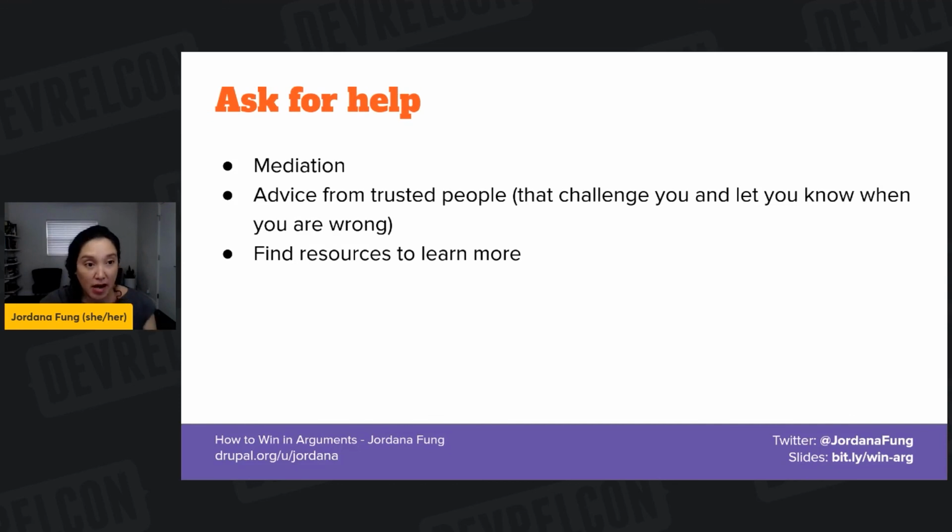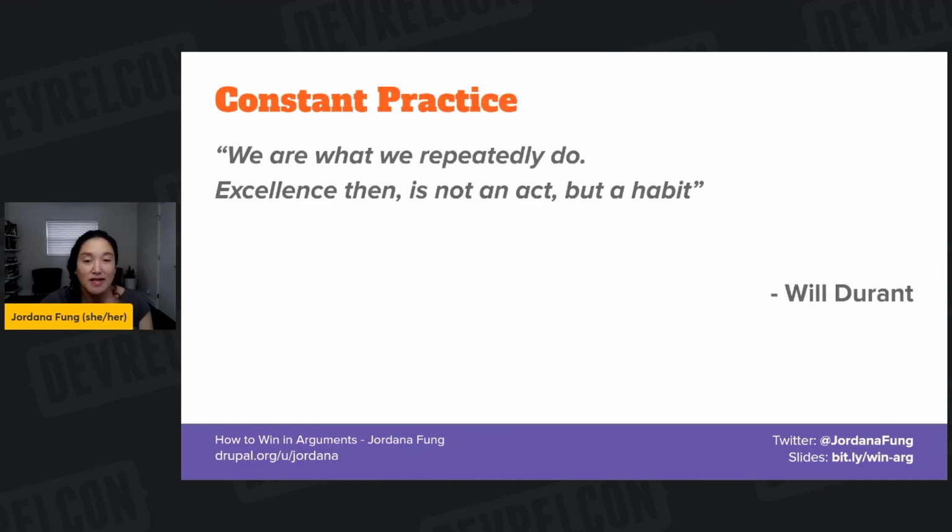And what if that happens? You could ask for help. You could ask for help before. A mediator or facilitator is always super helpful. Find out resources and take advice from others. And remember, again, these are skills, so it takes constant practice.